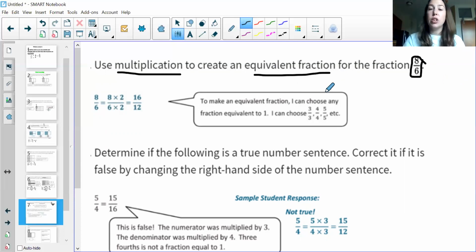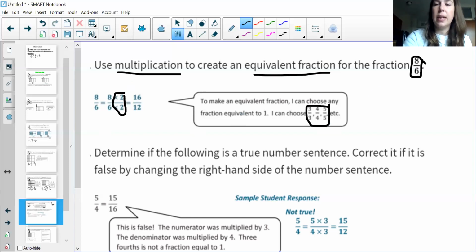So it just says create an equivalent fraction, so it doesn't tell us what our fraction has to be. So you can choose any fraction that's equivalent to 1 whole. That means the numerator and denominator are the same. So here they say you can really choose anything. 3/3, 4/4, 5/5. Over here in the example, they chose 2/2, but let's do a different one over here. So we start with 8/6.